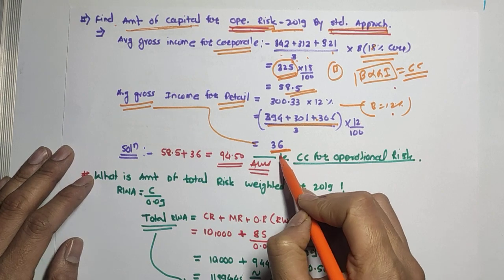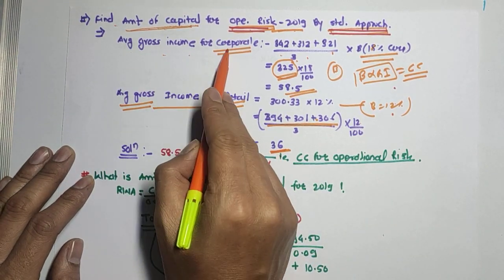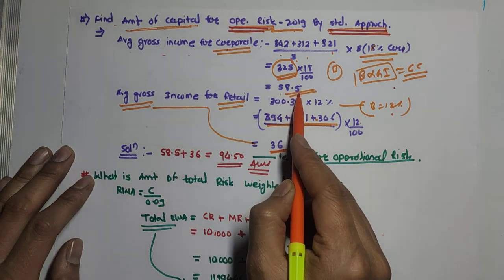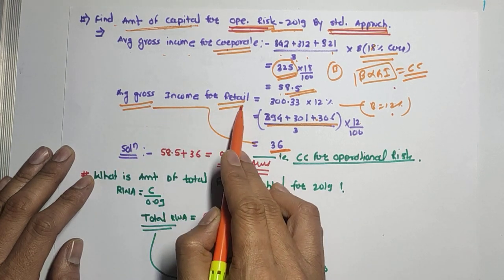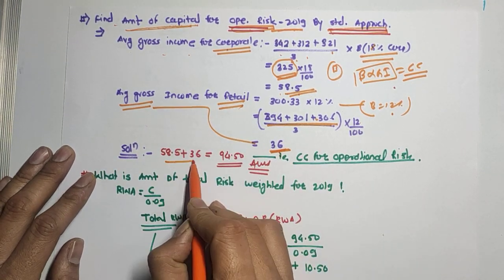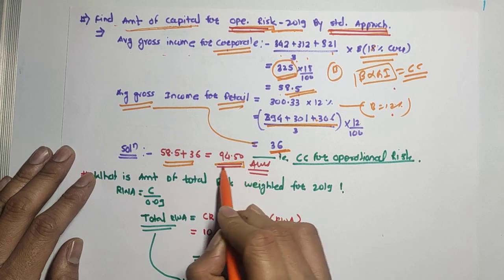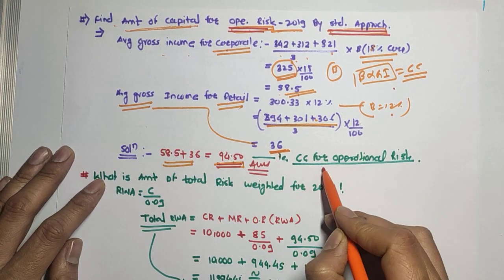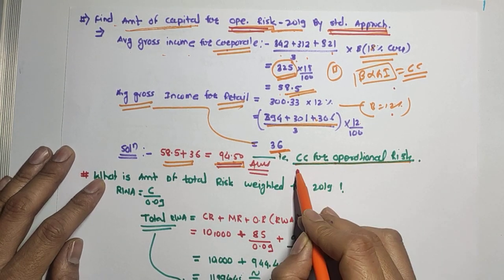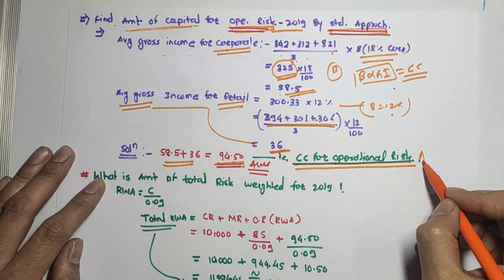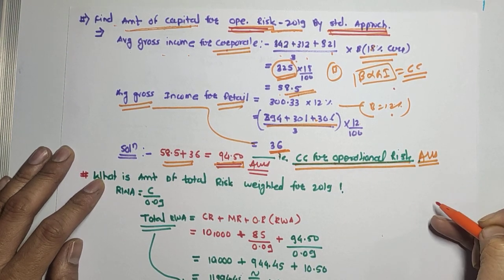So finally we come to know that for corporate the capital required is 58.5 and for retail it is 36. When you add both values you will get the final answer, that is 94.50, the charge capital for the operational risk. That is the answer to that question.